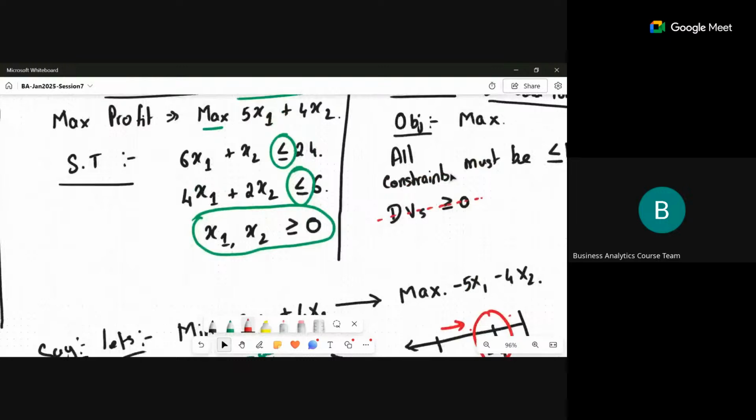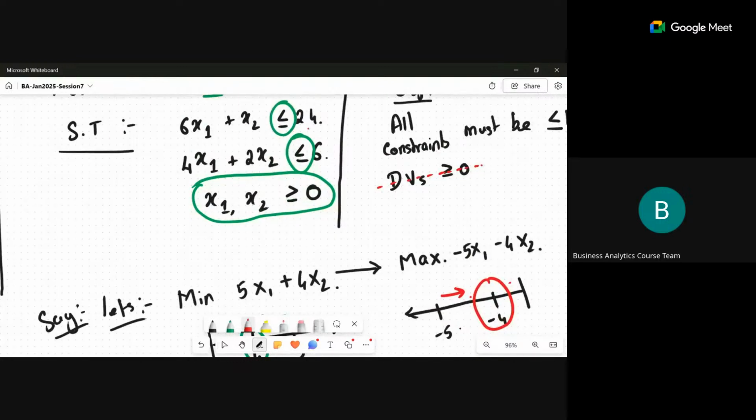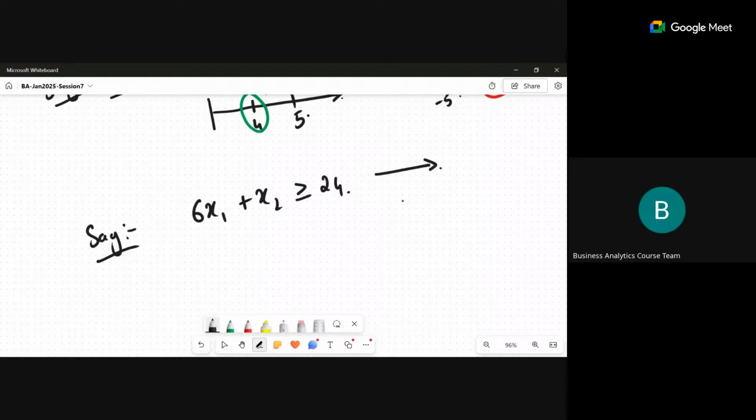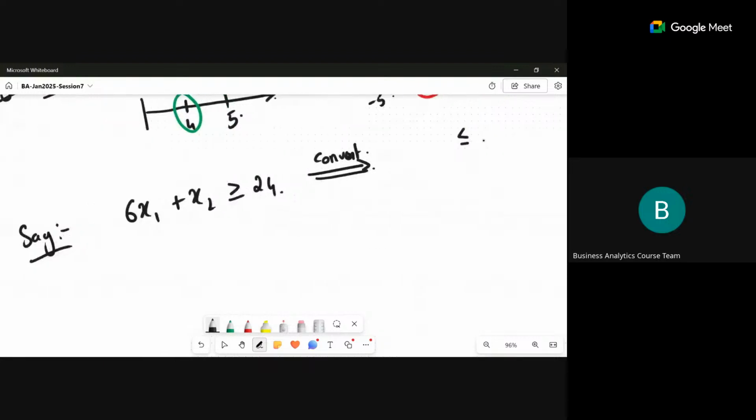Super. Let's say this constraint, 6x1 plus x2 less than or equal to 24, is instead of the form 6x1 plus x2 greater than or equal to 24. If you have this, what will you do? If you want to convert it to a standard form, the greater than or equal to must be converted to the less than or equal to type. What will I do?